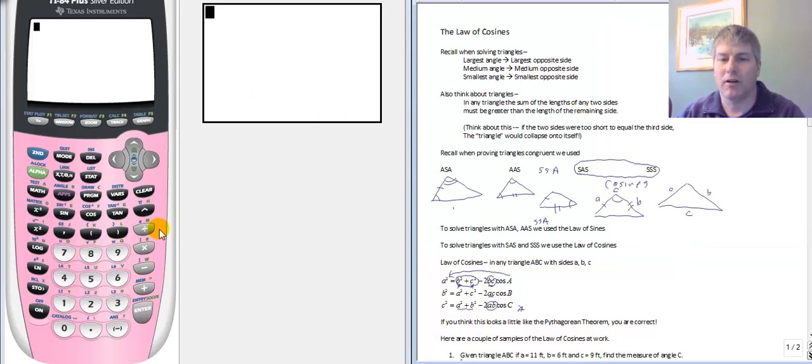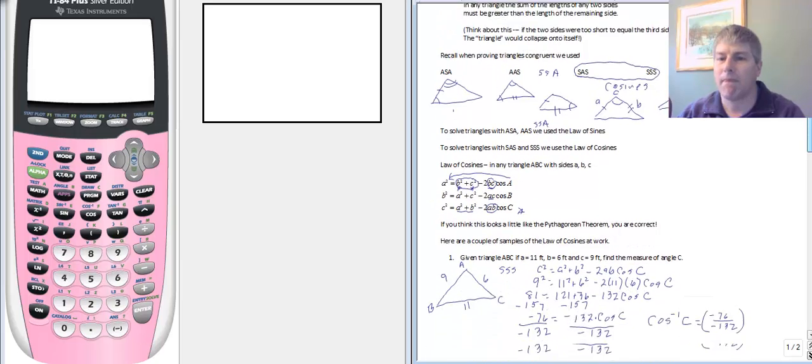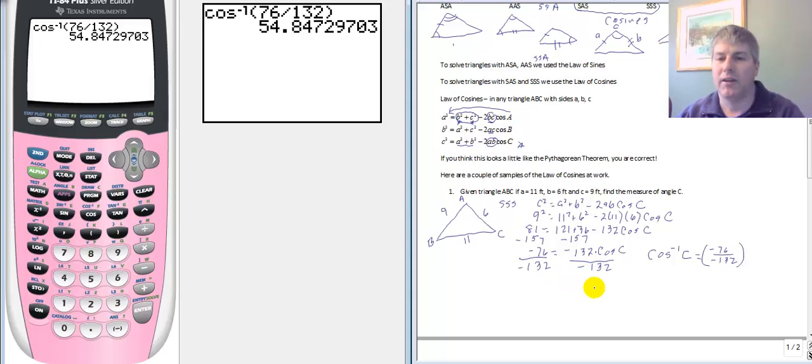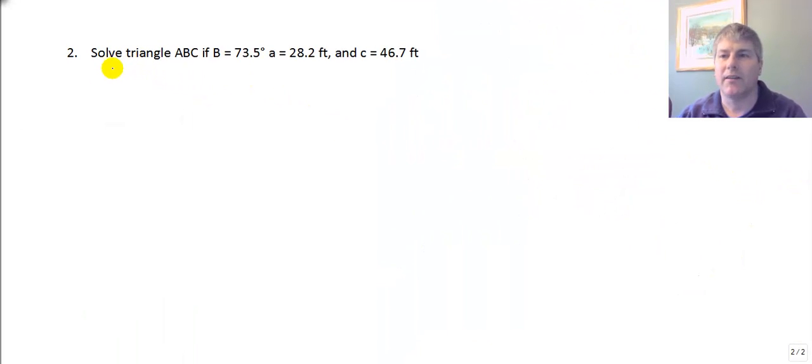So we can put this in our calculator. Second, cosine, well, negative divided by a negative is a positive, so 76 over 132, close parentheses, and angle C is 54.8 degrees. So that's the measure of angle C. Let's go on to our second sample problem.